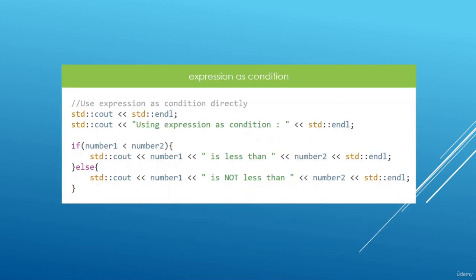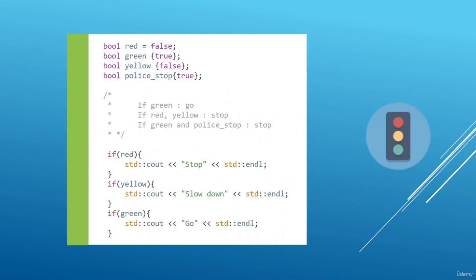You can also directly use your expression as a condition. The requirement here is that the expression evaluates to something that we can treat like a Boolean, because the condition has to be a Boolean. It has to be true or false. Okay, here is another simple example. We have seen this in the last lecture.